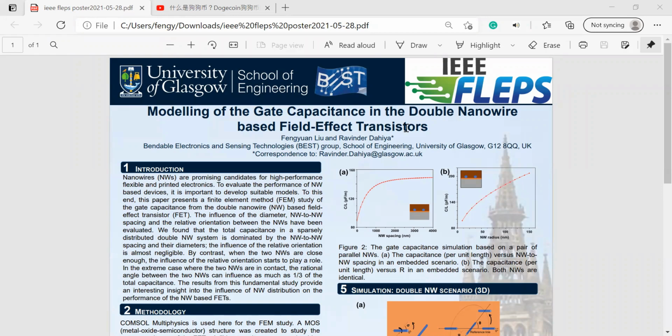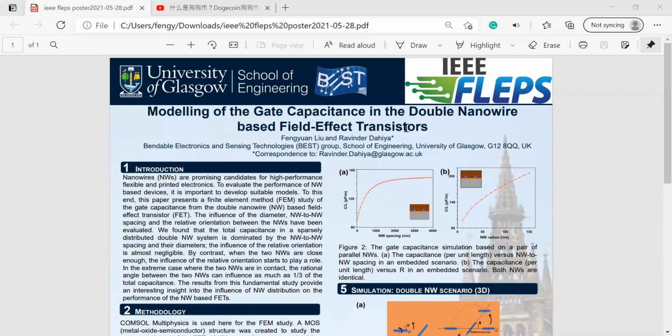Nanowire is a promising building block for high performance, flexible, and printed electronics. And to study the nanowire-based FET, one important aspect is to study the gate capacitance of the nanowire-based FET. Previous study mainly focused on the single nanowire-based FET, but in the real cases, it may be far more complicated than that. So this study is one step towards a more complicated nanowire-based FET.